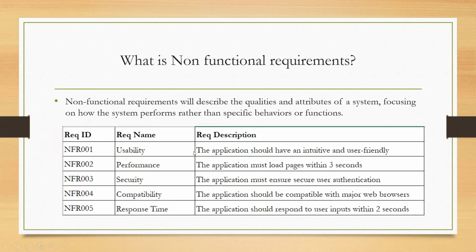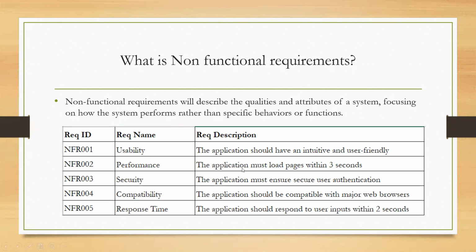So, what is a non-functional requirement? The non-functional requirement describes all the qualities and attributes of a system, focusing on how the system performs rather than the specific behaviors or functions. And the same format: requirement ID, requirement name, and the requirement description. If you observe, the difference between the functional and the non-functional requirement is that it mainly talks about the qualities and the attributes, which means usability, performance, security, compatibility, and response time. In this example, usability means the application should be intuitive and user friendly.